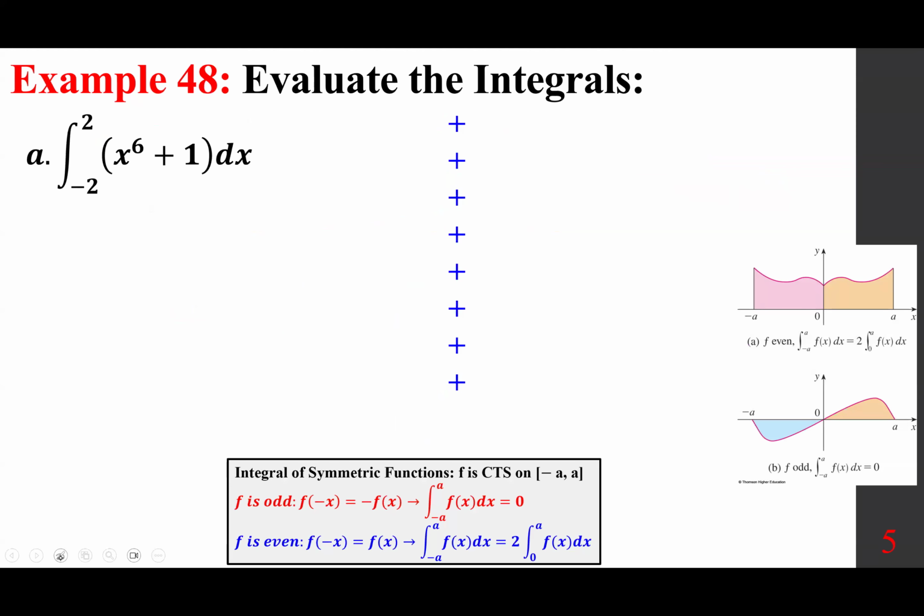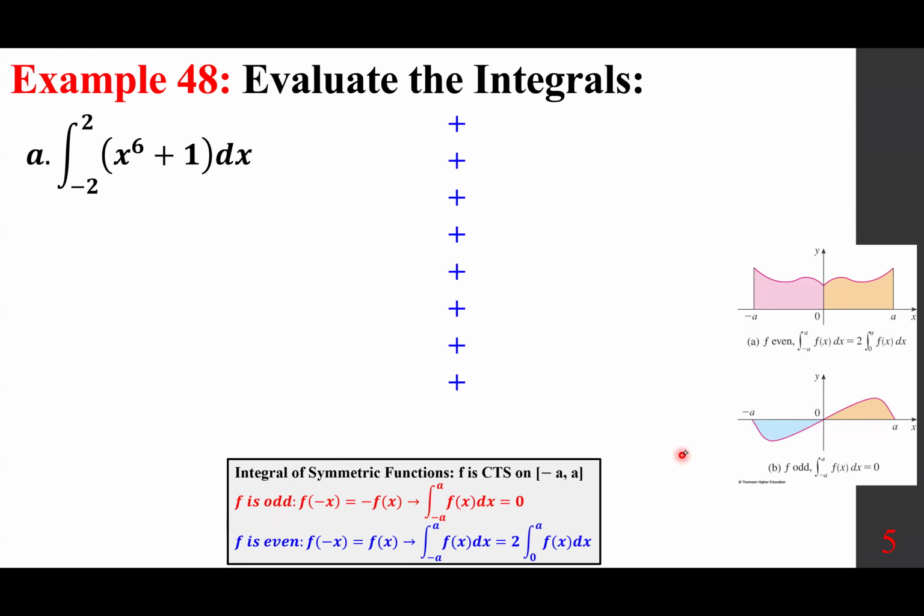What is the integral from negative 2 to 2 of x to the power of 6 plus 1 dx? This can be easily evaluated. However, let's go with a very interesting theory. Integral of symmetric functions: f is continuous on the closed interval from minus a to a. If f is an odd function, meaning f of minus x equals minus f of x, the integral from minus a to a of f of x dx is 0.